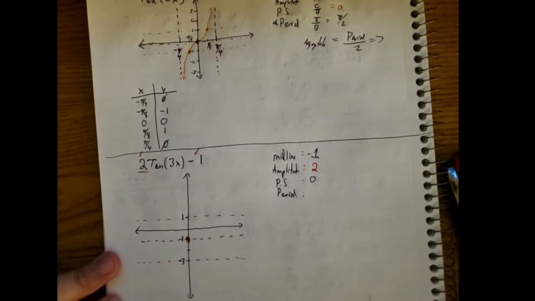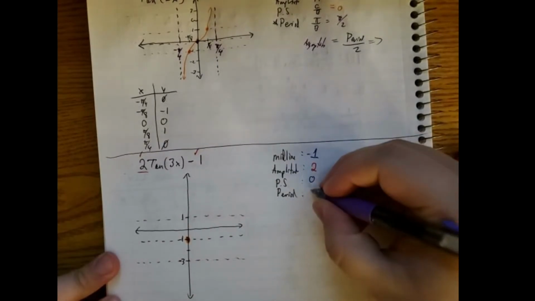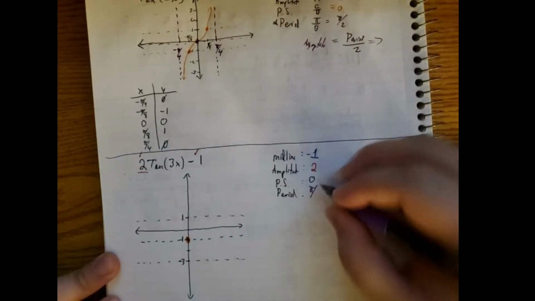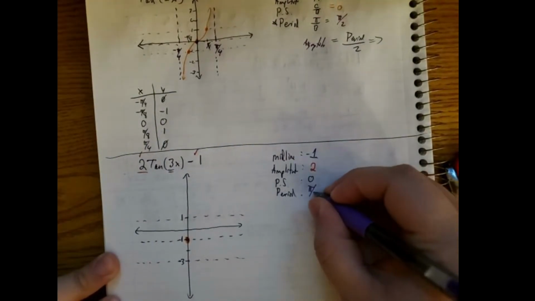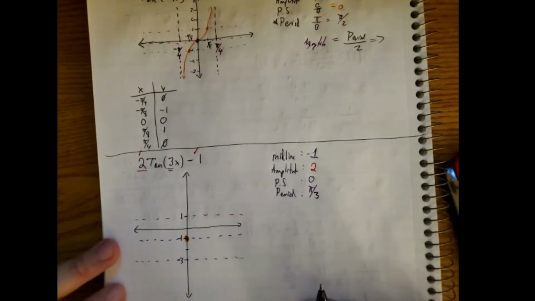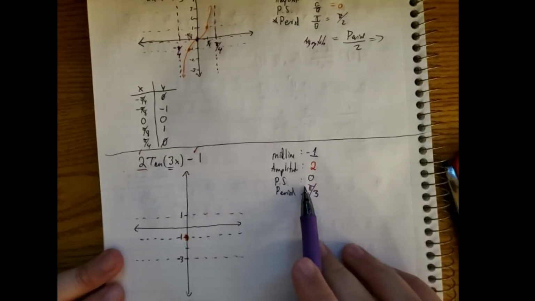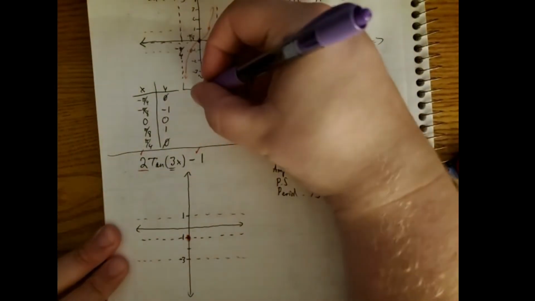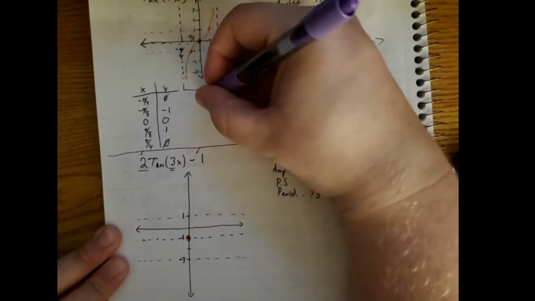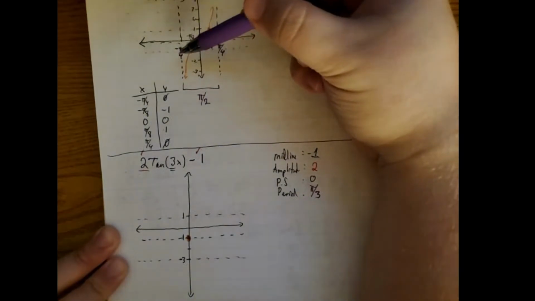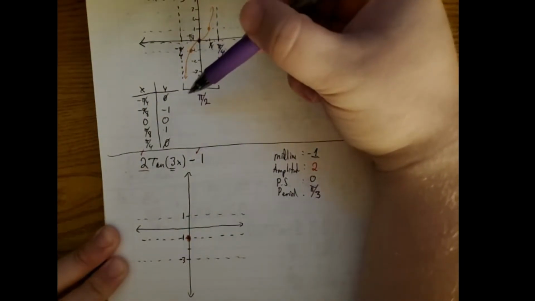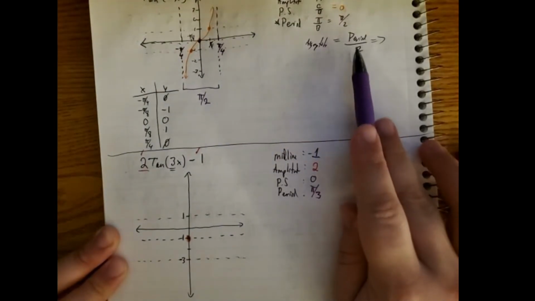Last thing I want to do is determine my period. My period is defined as pi over b. In this case, my b value is 3, so this will be pi over 3. Now remember, the period is how long it takes to complete one cycle. So up above, this distance is pi over 2. But notice the values of the asymptotes are not pi over 2, they're pi over 4 and negative pi over 4. The distance between them is the period.